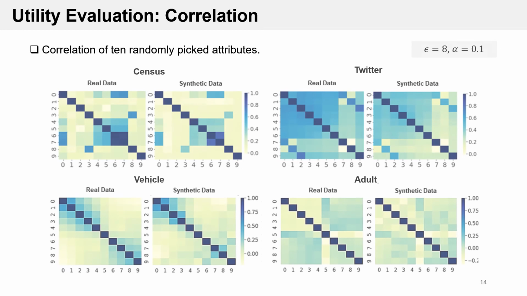Next, we investigate whether the synthetic data have similar cross-attribute correlations to real data. To this end, we randomly pick 10 attributes for each dataset and visualize the correlation heat maps of both real and synthetic data. From the results, it can be seen that the correlation heat maps are very similar to each other, which again demonstrates that the synthetic data can preserve the statistical properties of real data quite well.